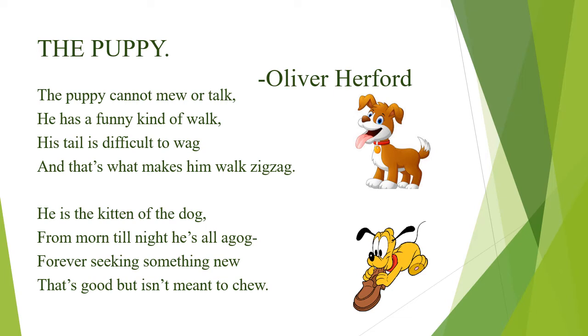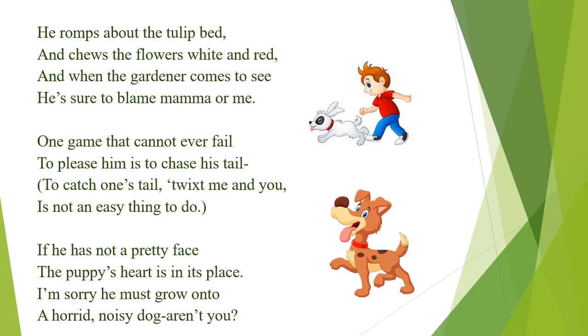Now this puppy is always looking for something new to play with, and then he keeps chewing on all sorts of things. Okay? Alright. He roams about the tulip bed and chews the flowers white and red. And when the gardener comes to see, he's sure to blame Mama or me. Now read by yourself.